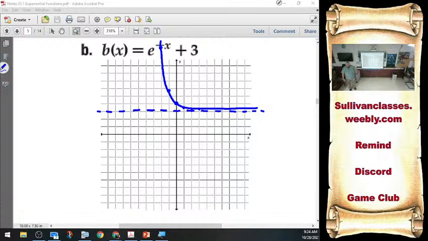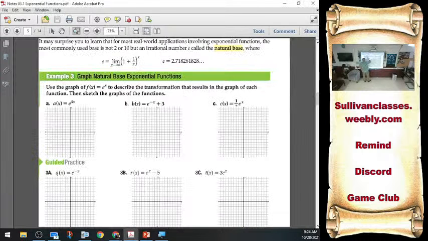So I'm probably just going to graph all these by table anyway, because if you don't know your powers of e off the top of your head, you're probably not going to be able to graph it without using the calculator. So that's all I want you to do. Make sure that you can graph by table and tell me the transformations.